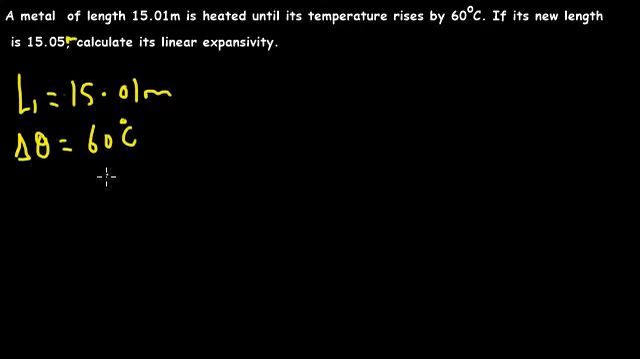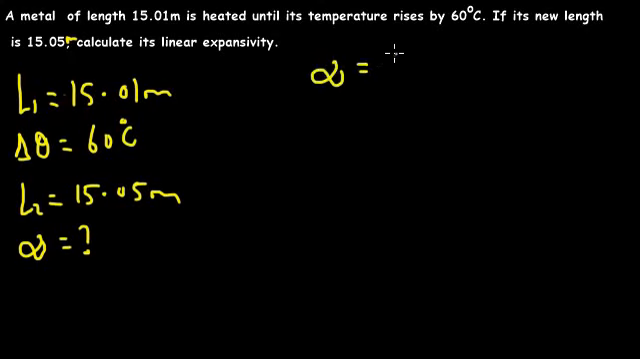Perfect. Now, the new length L2 is 15.05 meter, and we should find the linear expansivity alpha of the metal. Just like before, let's write out the formula. The linear expansivity is equal to L2 minus L1 all divided by L1 multiplied by the change in temperature. Always write the formula, as I'm very sure your teacher will assign 1 or 2 marks for that.